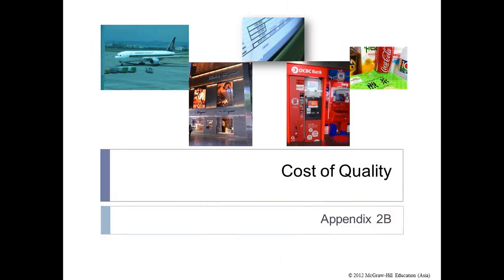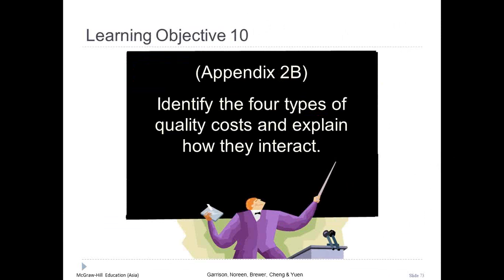All right, cost of quality. Learning objective number 10. Identify the 4 types of quality costs and explain how they interact. The term quality has many meanings. Quality can mean that a product has many features not found in other products. It can mean that it is well designed, or it can mean that it is defect-free. And in this section, the focus is on the presence or absence of defects.